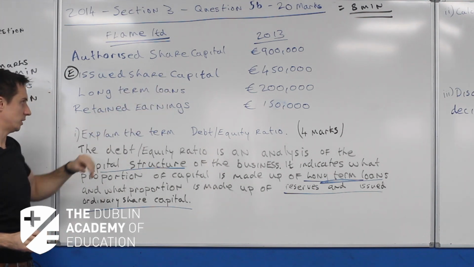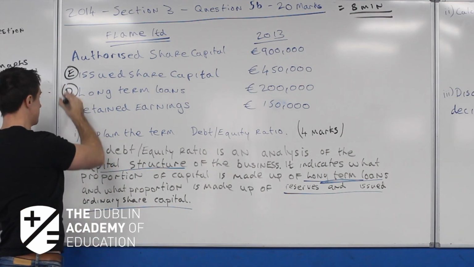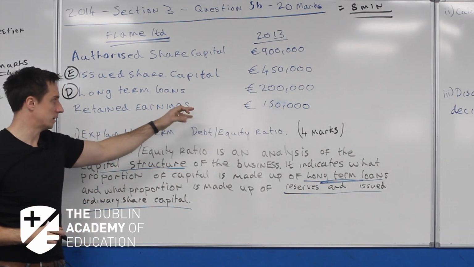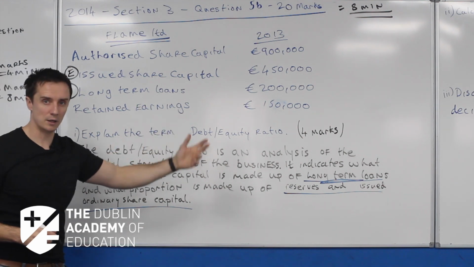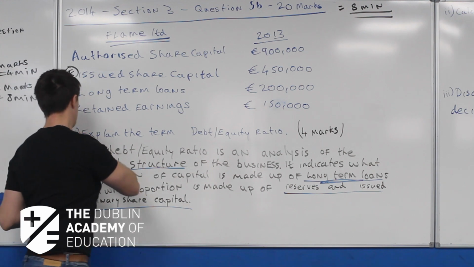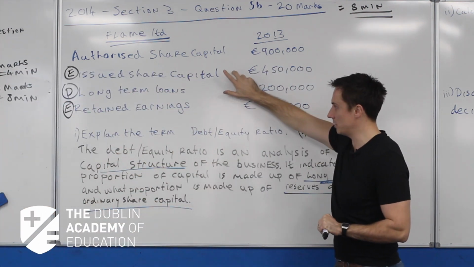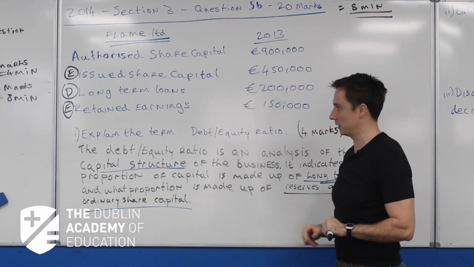Long-term loans, that's money you've borrowed from the bank, so it's someone else's money and must be paid back. That's debt. And then we've got retained earnings. This is profit the company made that they reinvested back into the business, and that falls in as equity. So that's your first little thing you spot at the start. You go down through them: issued share capital, long-term loans, retained earnings.